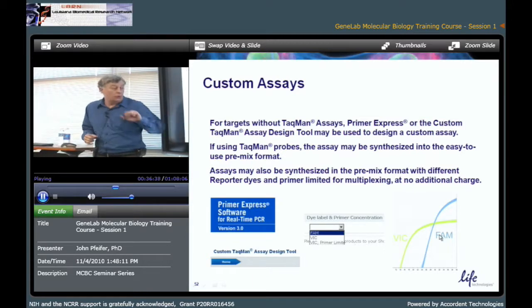And we now have choices. Choosing between FAM, VIC Universal Primer Concentration, or VIC Primer Limited, for those who are interested in multiplexing.